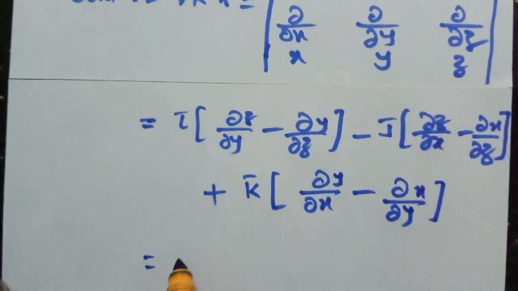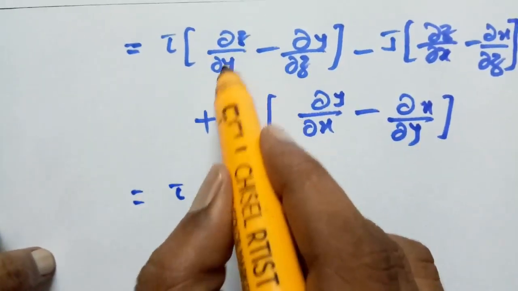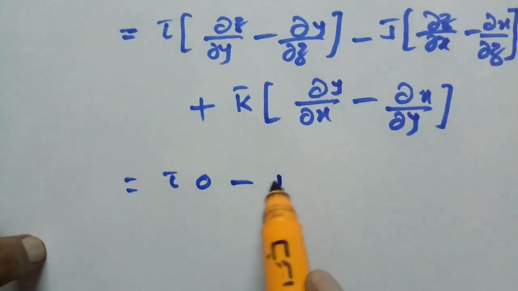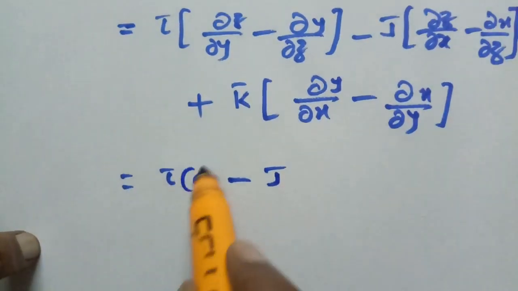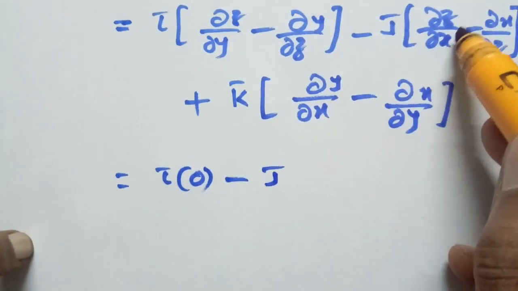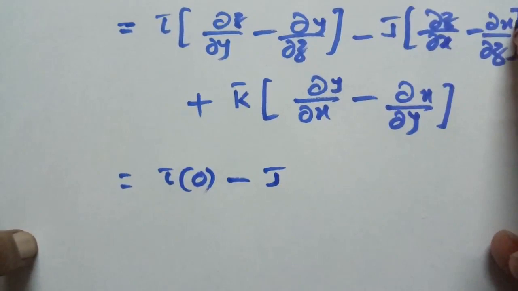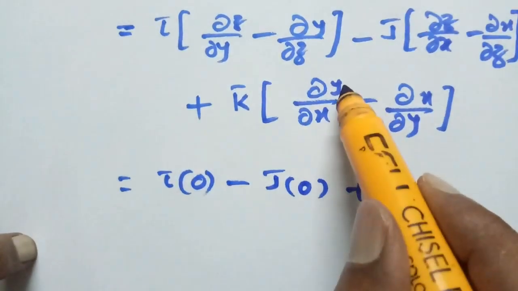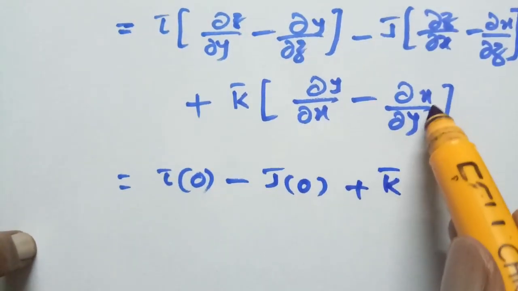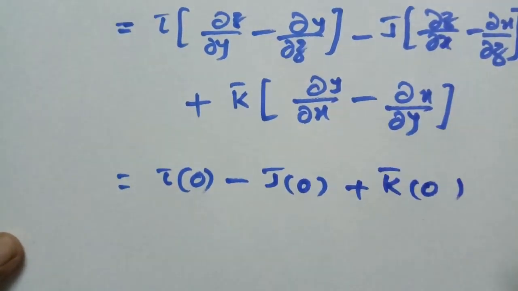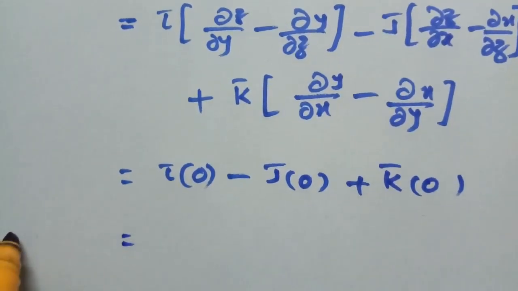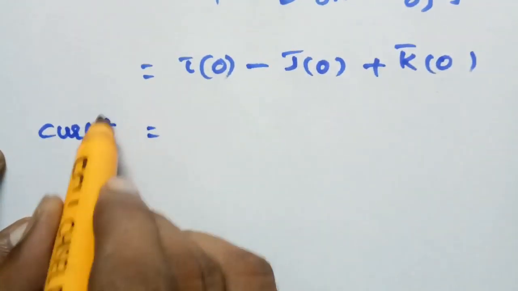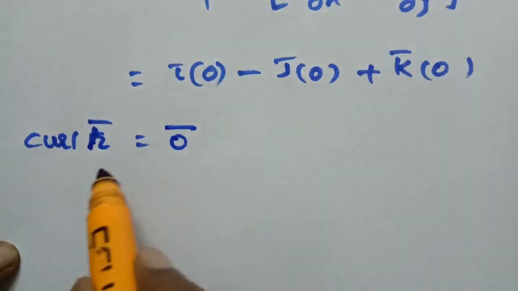Now all the partial derivatives become 0 here, as I already explained. 0 minus j bar into, this is also z partial derivative with respect to x 0, x partial derivative with respect to z is 0, plus k bar into partial derivative of y with respect to x 0, partial derivative of x with respect to y also 0. Therefore, this is equal to 0 bar. Curl R bar is equal to 0 bar.